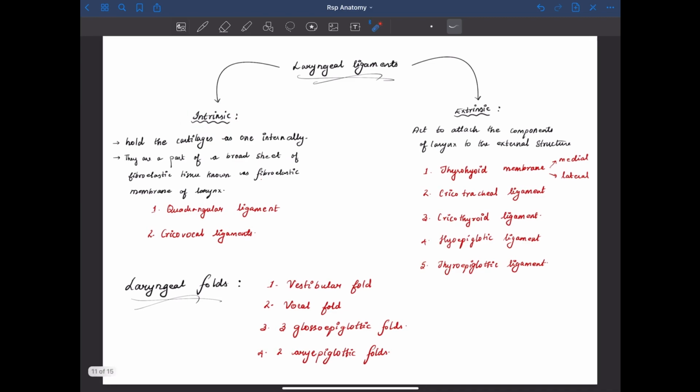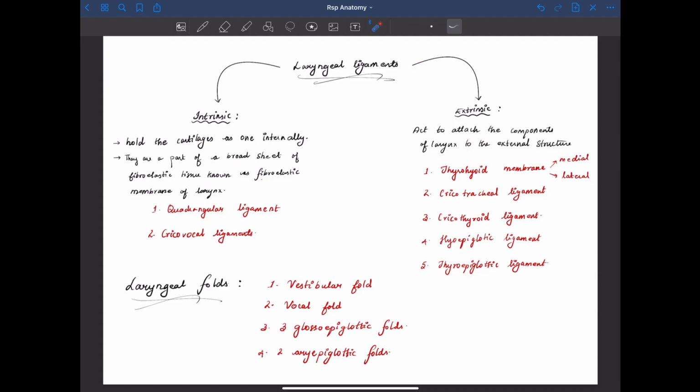There are 5 types of extrinsic ligaments: thyrohyoid membrane, cricotracheal ligament, cricothyroid ligament, hyoepiglottic ligament and thyroepiglottic ligament. Just like the name suggests, the thyrohyoid membrane connects the thyroid with the hyoid bone. Similarly, cricotracheal ligaments connect the cricoid cartilage to the trachea, the cricothyroid ligament connects the cricoid cartilage to the thyroid, the hyoepiglottic connects the hyoid bone to the epiglottis, and the thyroepiglottic connects the thyroid cartilage to the epiglottis. Don't worry, we will see it.